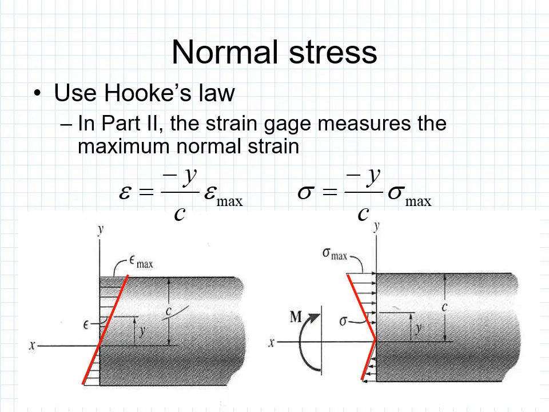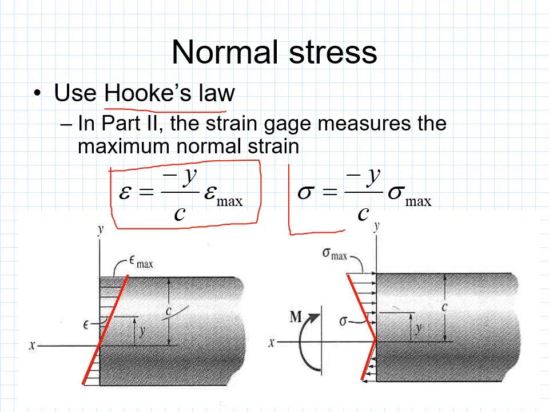So another relationship we want to talk about when dealing with normal stress here is Hooke's law. In part 2 of the lab, the strain gauge measures the maximum normal strain. So we have our relationship here for strain. Strain is equal to negative y over c times our epsilon max. And our stress right here, our sigma, is equal to negative y over c times our sigma max there. We have our corresponding diagrams down below for stress and strain.